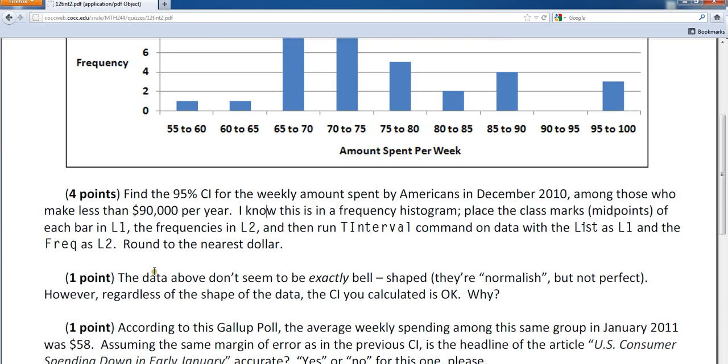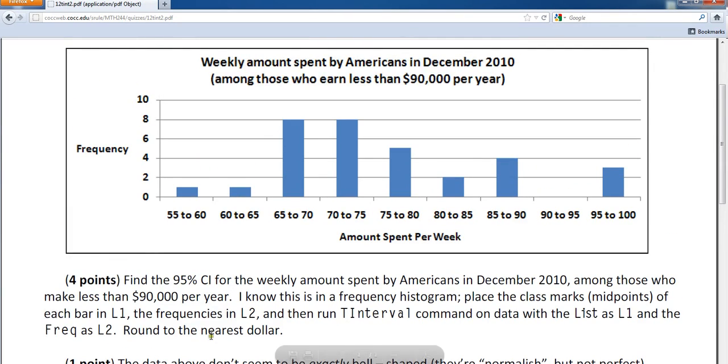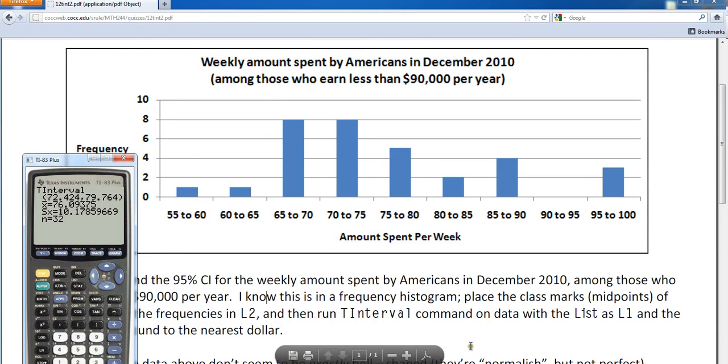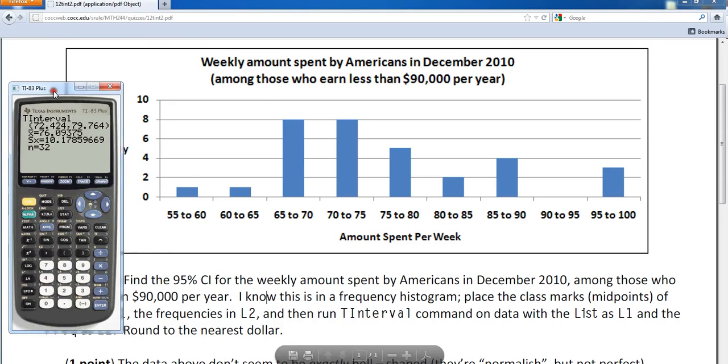One point: the data above doesn't seem to be exactly bell-shaped. They're normal-ish, but not perfect. Why is it okay to run a T interval anyway? One of the big assumptions that you should make is that you've got roughly bell-shaped data. I get the idea of bell shape. It's got a little secondary hump over here, so you might be concerned that these guys out here are outliers. If that's ever a concern, go take a look at a modified box plot.